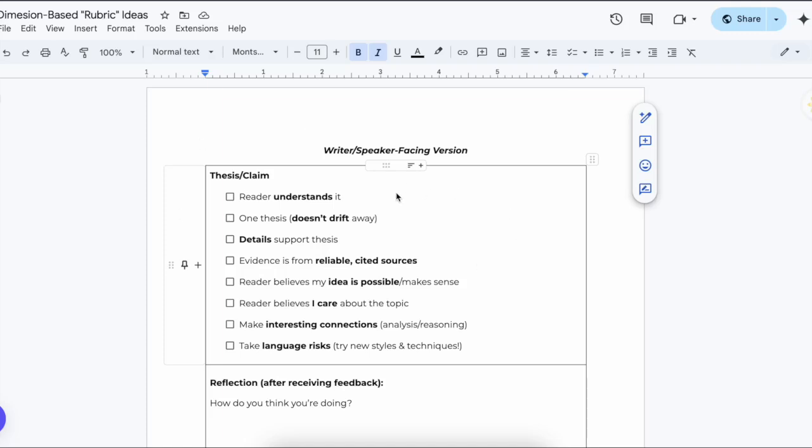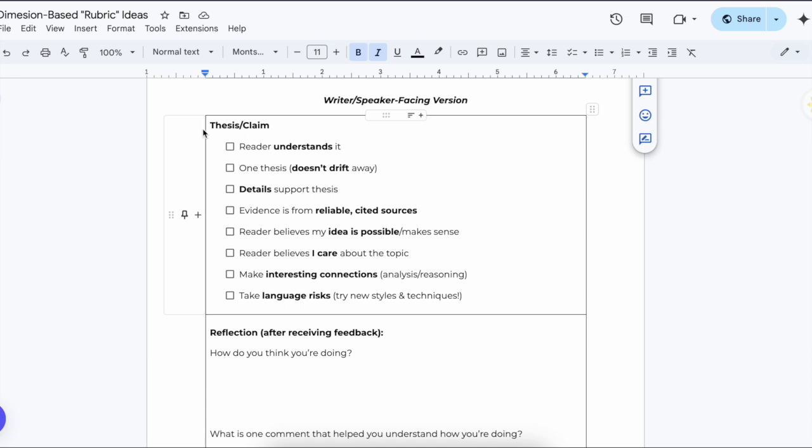So here is the writer or speaker facing version. I say both because this could be something you use for a written piece of work, or when someone is speaking, you're giving them feedback on a presentation or something. I switched it to thesis or claim, because this is something we typically assess in an ELA, social studies, humanities role. So I used a lot of Dr. Inoue's language and then added in a bit more simplified or bold language where I could, so the reader understands it.